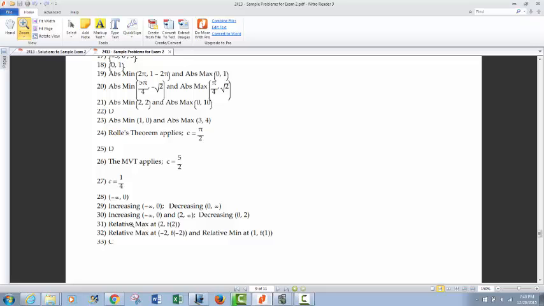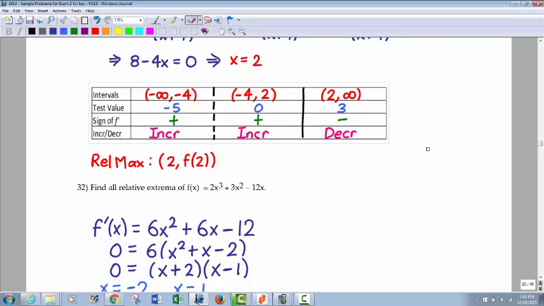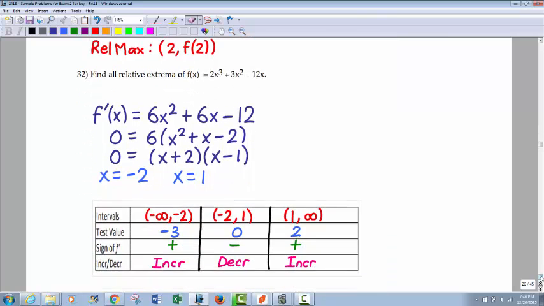So yeah, you see the answer here is right, relative max. So yes, it's a relative max. So sorry about that. 32.